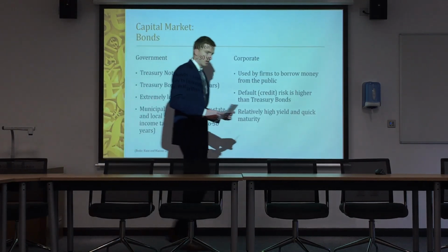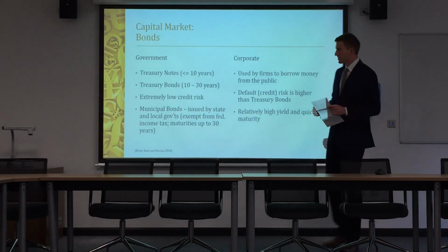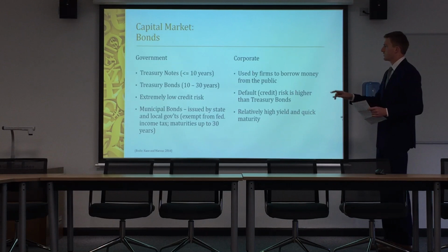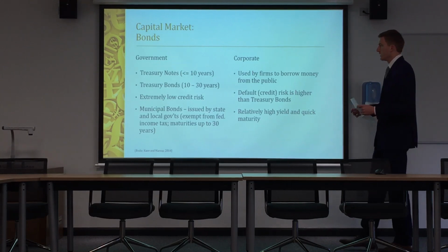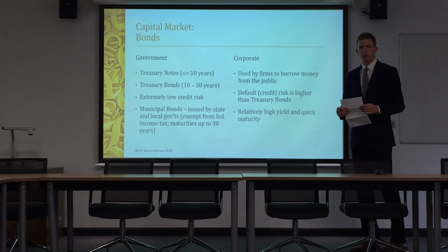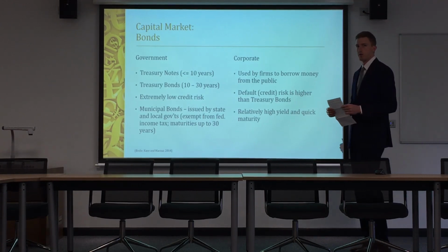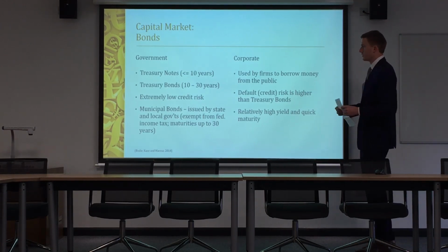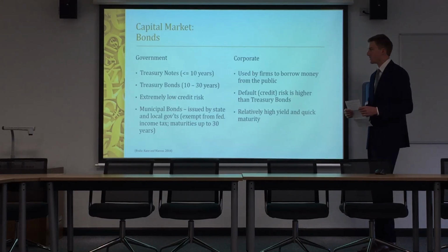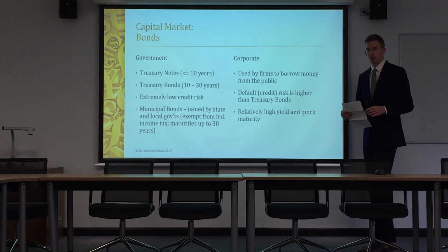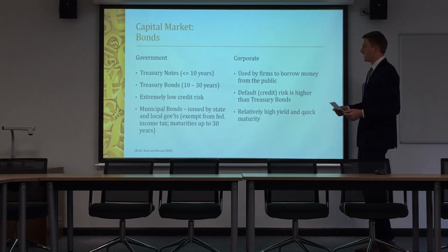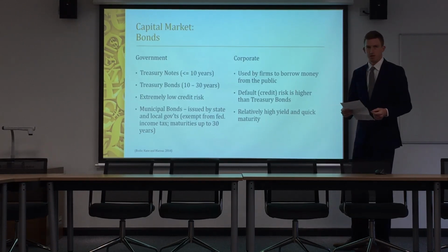Next, we'll move to the capital market. We're going to start with bonds. We've got 2 types here, government and corporate bonds. Government bonds include treasury notes and treasury bonds, which differ in their maturities. Notes 1 to 10 years and bonds 10 to 30 years. These have extremely low credit risk, just like treasury bills, because they're backed by the government, which again, is relatively unlikely to fail.